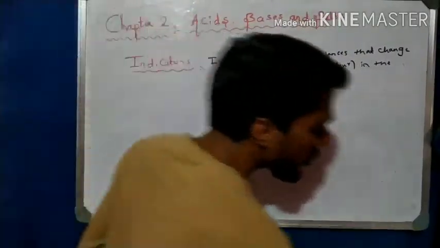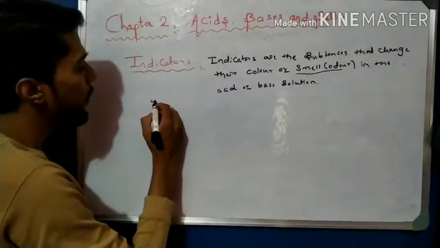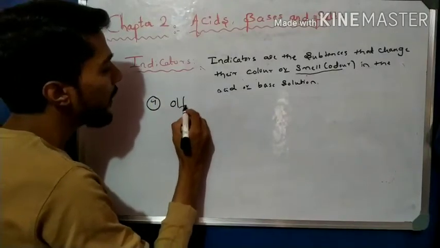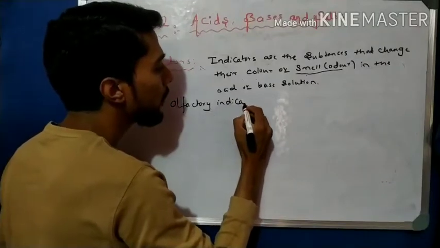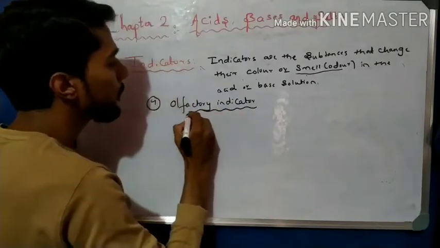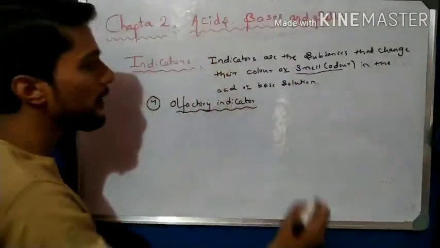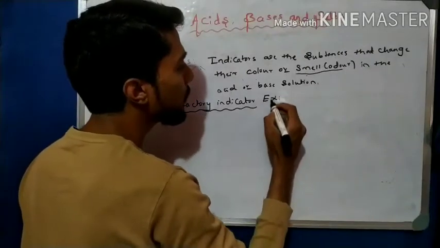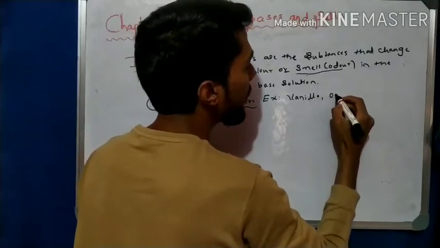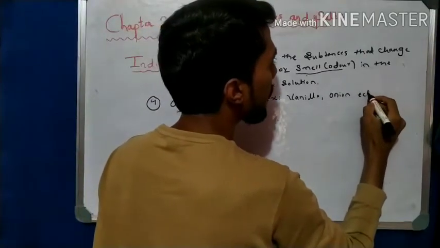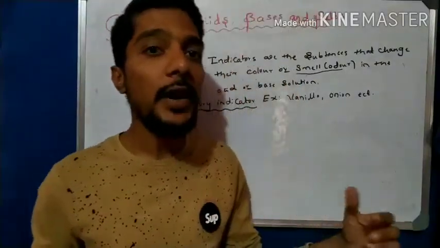If the smell is changed, then the substance is classified as acid or base. For this I take number 4, the olfactory indicator. Olfactory indicators are substances such as vanilla, onion, etc. Vanilla and onion are used as olfactory indicators.